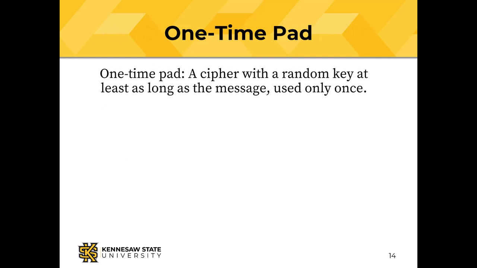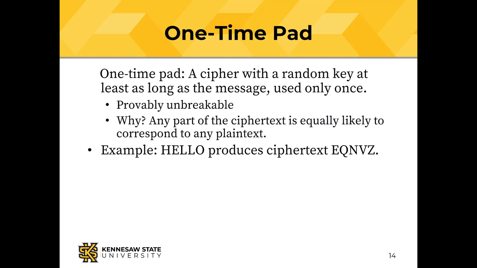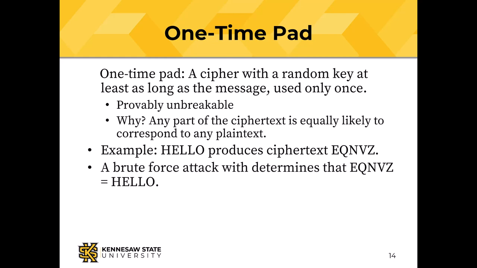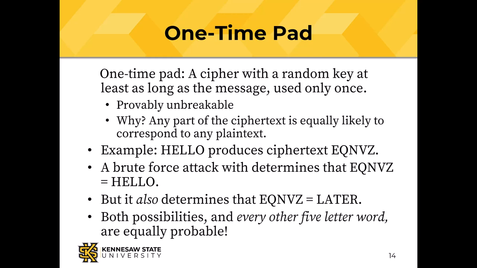Okay, I told you a few minutes ago that the one-time pad is absolutely secure. A one-time pad is a cipher with a random key that is as long as the message and is used one time only. It is provably, in the sense of a mathematical proof, unbreakable. And here it is. Any part of the ciphertext is equally likely to correspond to any plain text. So if I have hello and it produces the ciphertext EQNVZ, and somebody does a brute force attack and says EQNVZ looks like it should be hello. But then they keep going, grind, crunch, whir, and they say EQNVZ ought to be later, or any other five-letter word, because they're all equally probable.